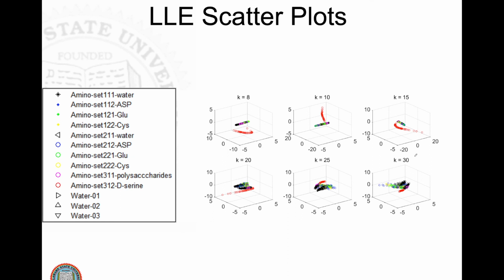You'll see as we increase k, we start to get some separation. K equals 8, they're kind of lined up and D-serine is different. K equals 10, they're starting to pull apart. K equals 15, they're starting to organize together.